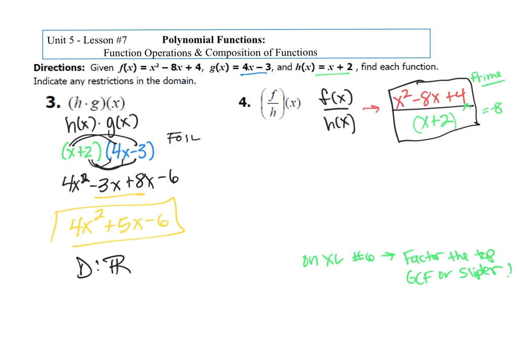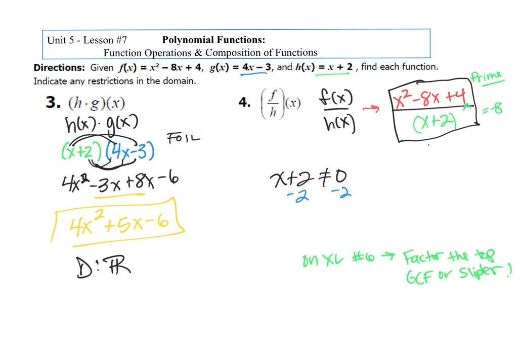So that is my answer. Now, we do have some domain restrictions. Remember, the denominator cannot equal 0. So we take our denominator, which is x plus 2, and we say it cannot equal 0. Okay, it's any x's that would make the denominator 0. And then we solve for x.